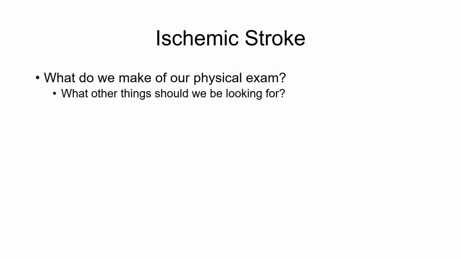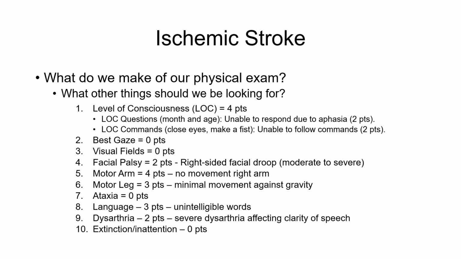So breaking down our physical exam a little bit more using the NIH stroke scale, we see the patient is unable to answer questions about month and age, as well as unable to follow commands, meaning he gets 4 points for level of consciousness. He has no gaze problems or visual field deficits, but his facial palsy is moderate to severe, giving him 2 points. His motor deficits in his right upper extremity give him a 4, and motor leg in the lower extremity on the right side gives him 3 points.